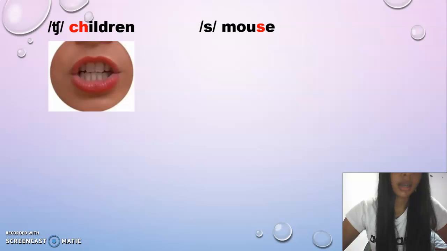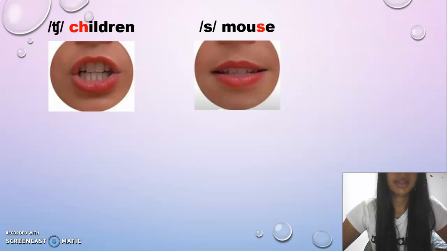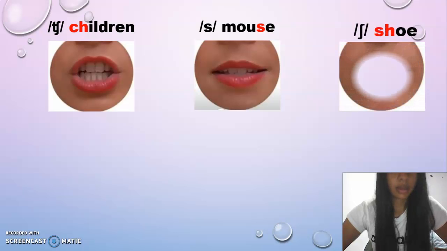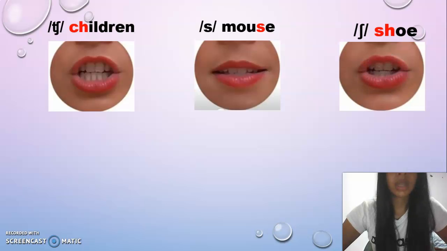Consonant. Sh, sh. Example, mouse. Consonant. Sh, sh. Example, shy.